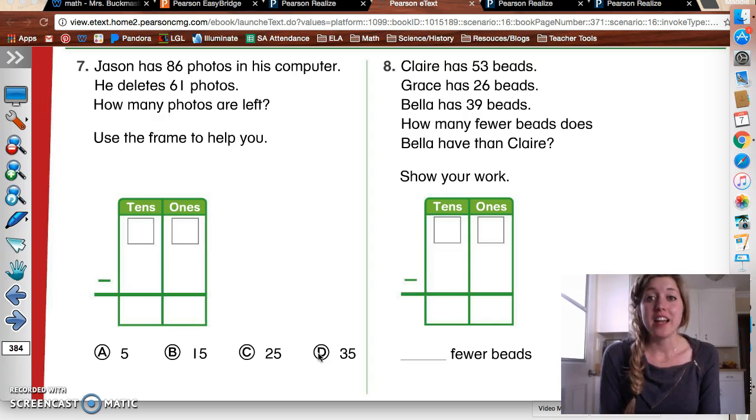Number 8, Claire has 53 beads. Grace has 26 beads. Bella has 39 beads. How many fewer beads does Bella have than Claire? Show your work. So here, try to use this to show your work, but if you have other methods that you can show on the side, that will work too. You solve and then make sure you write your answer at the bottom.